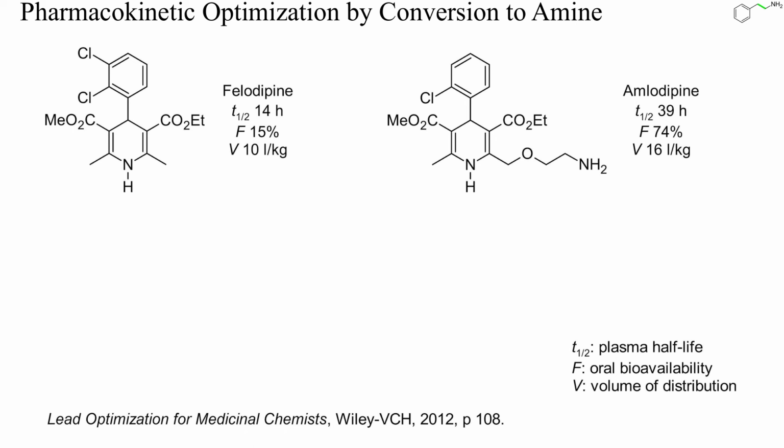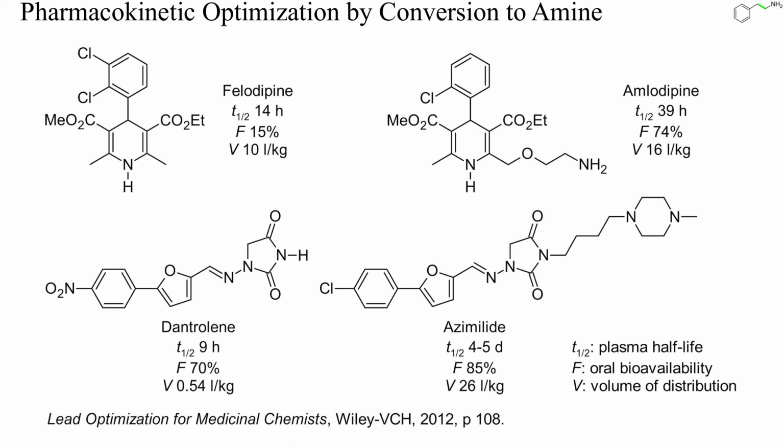The latter refers to the hypothetical volume into which a given dose of drug would have to be diluted to attain the observed plasma concentration. The larger the volume of distribution, the lower the plasma concentration and the rate of metabolic degradation by the liver.